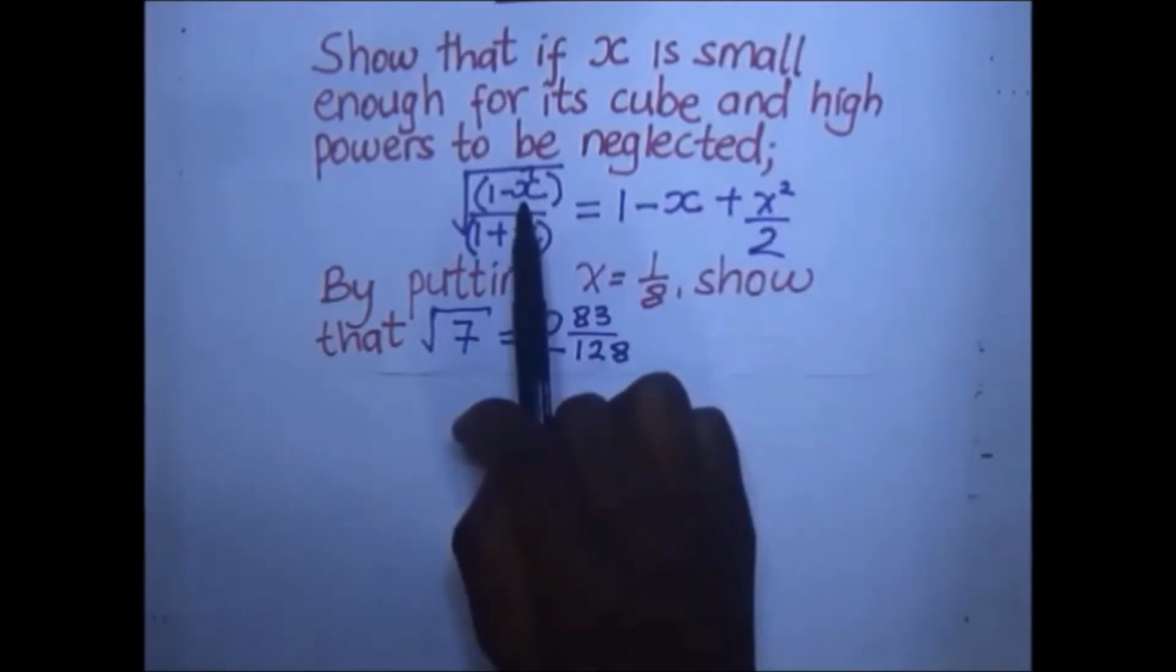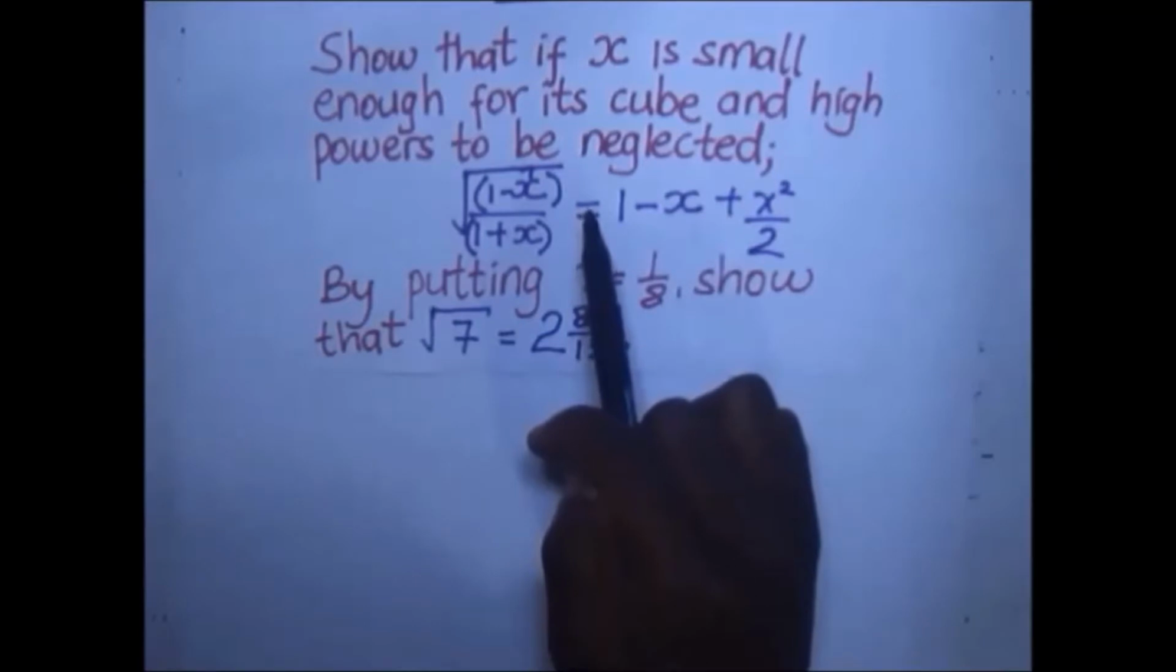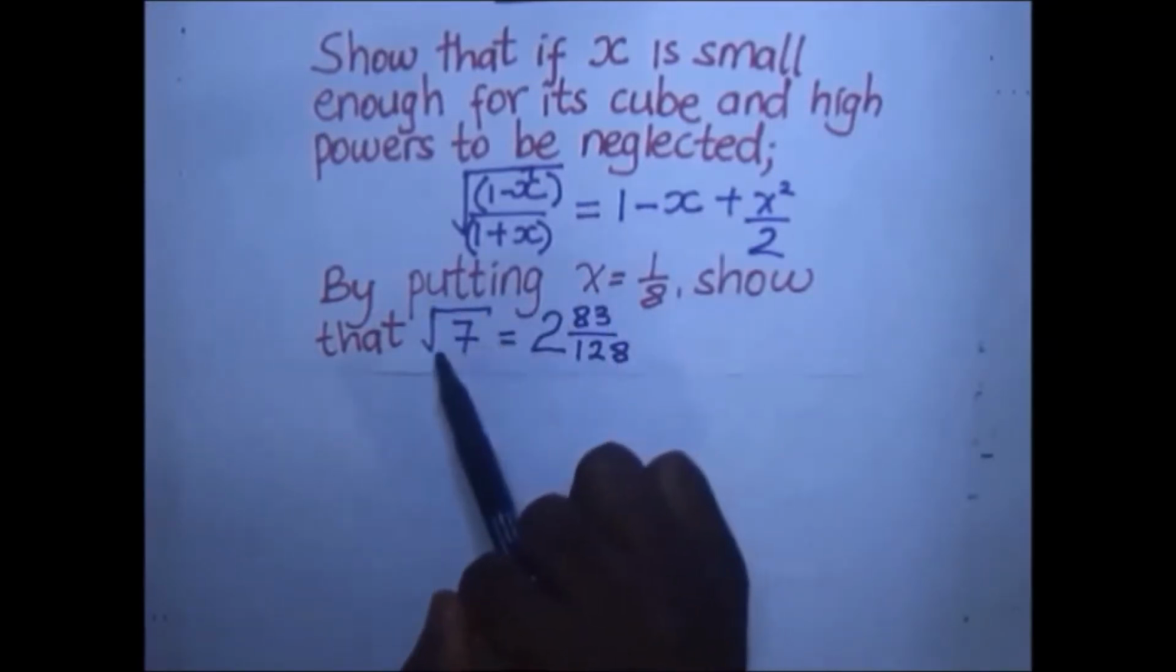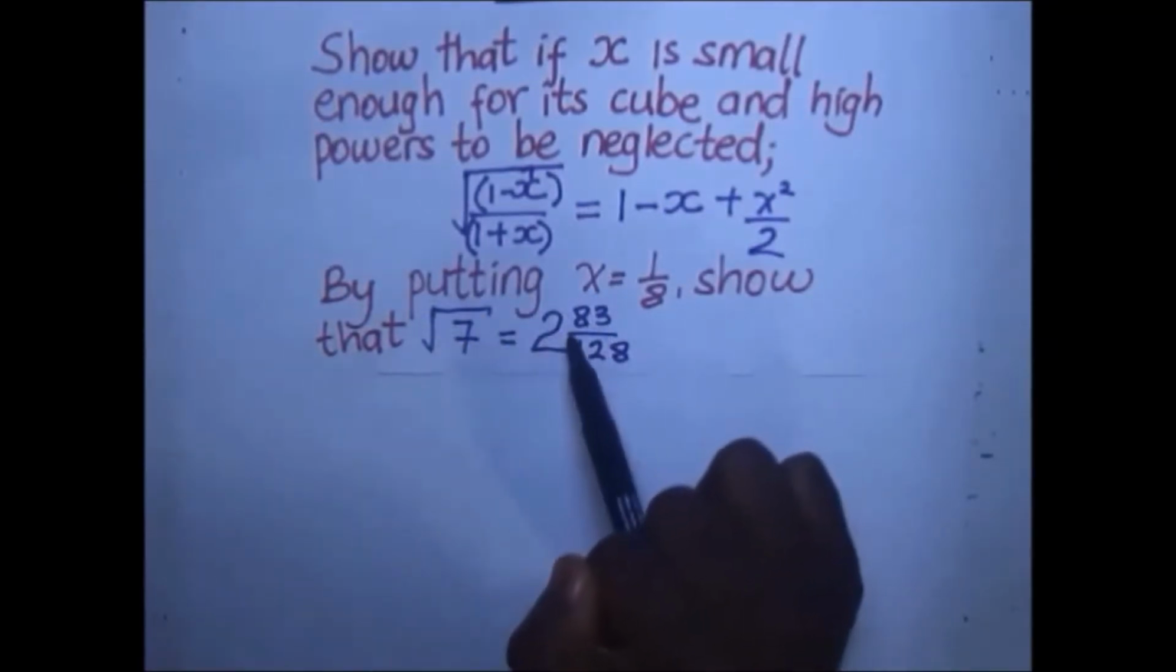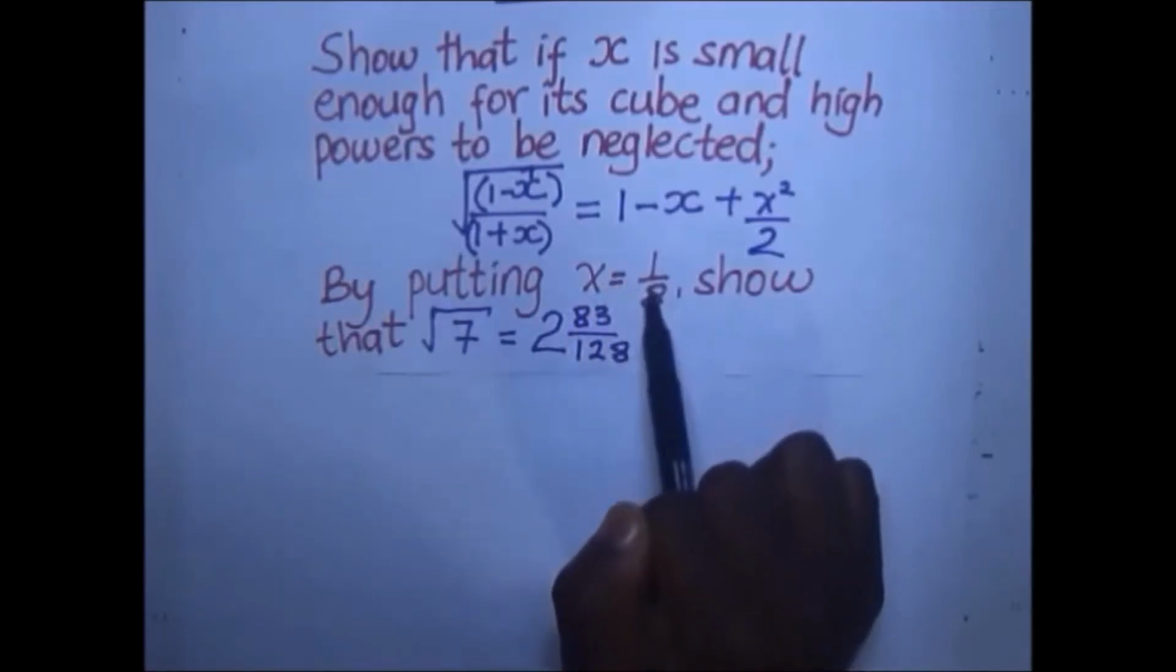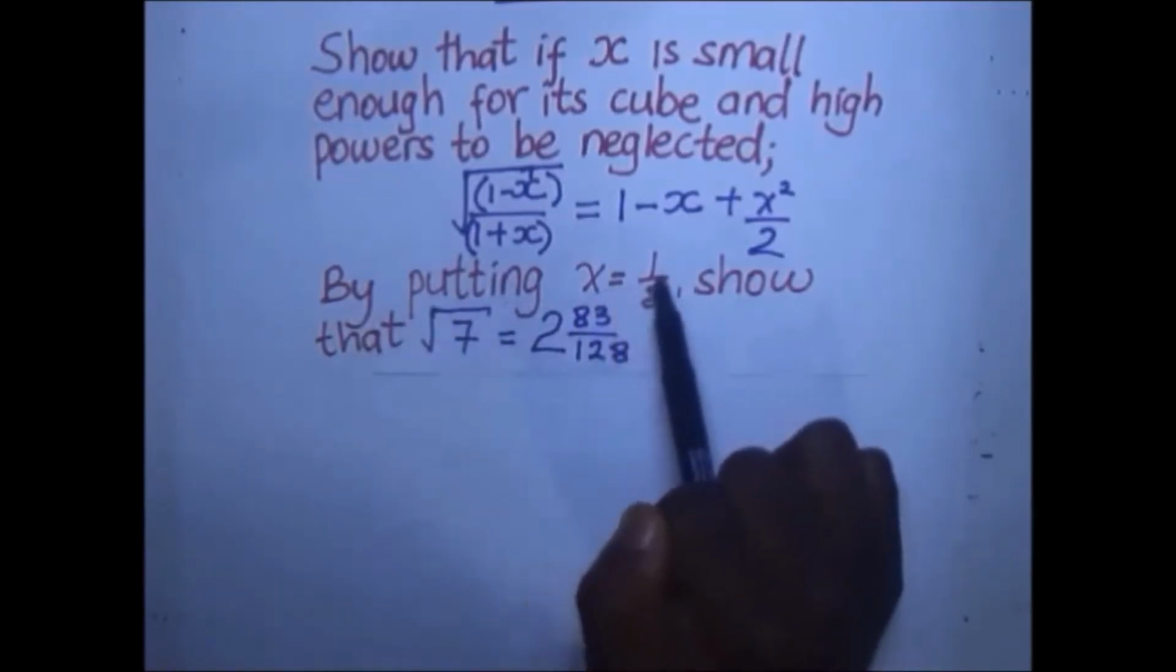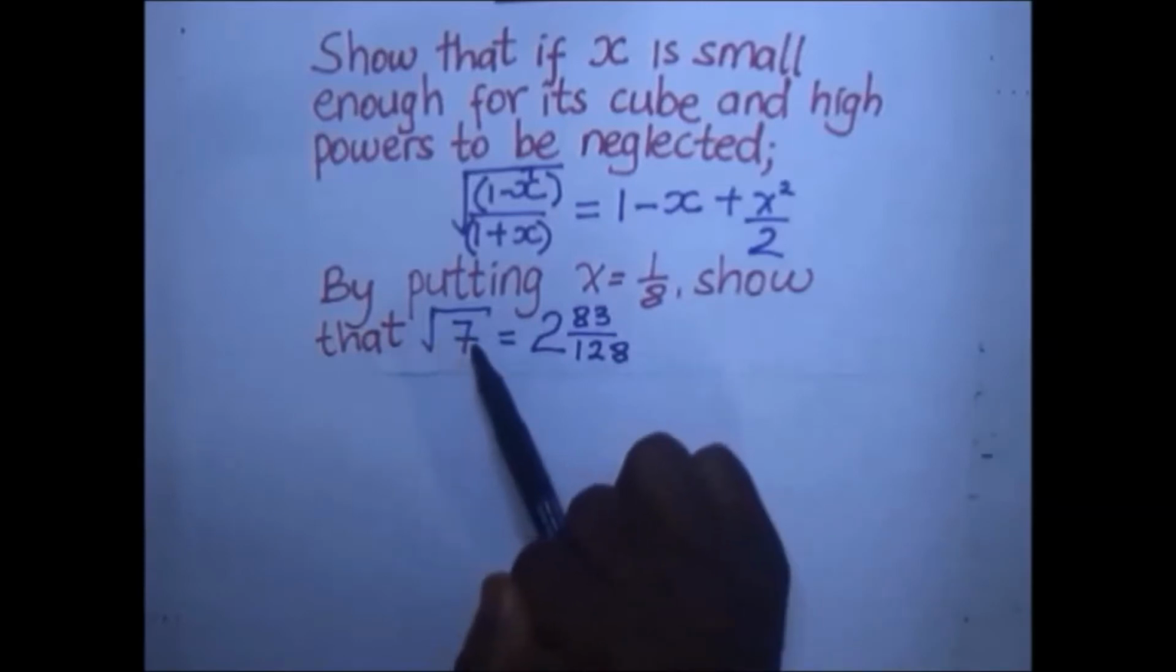And then after showing that this is equal to that, we're supposed to go ahead and show that root of 7 is equal to this expression when we put x as an a. By putting x equal to 1 over 8, show that the square root of 7 is equal to that.